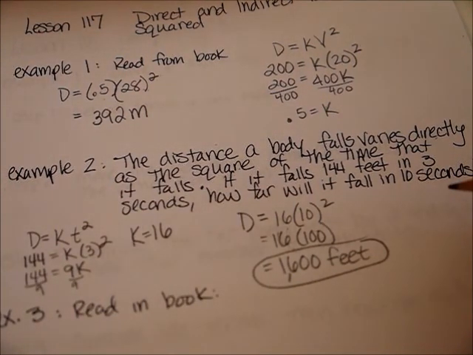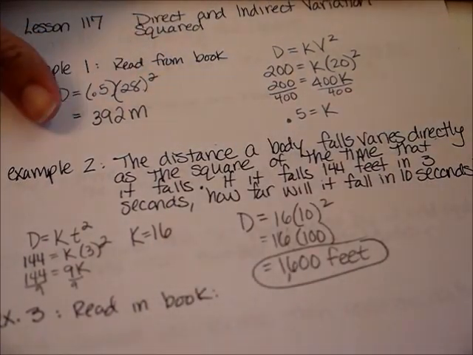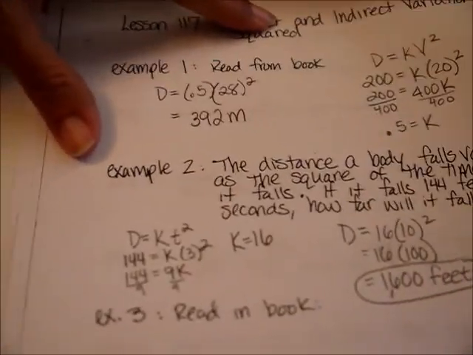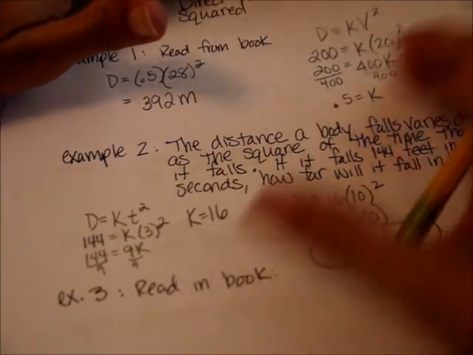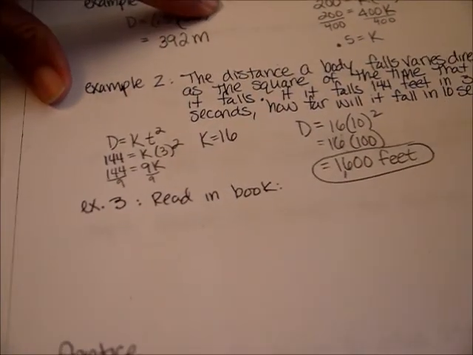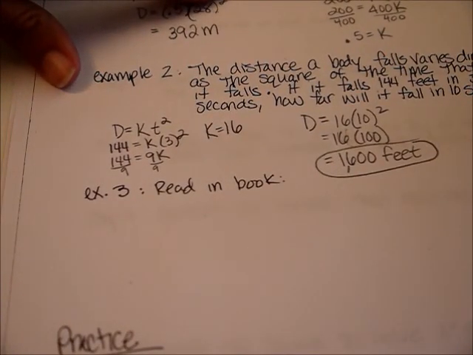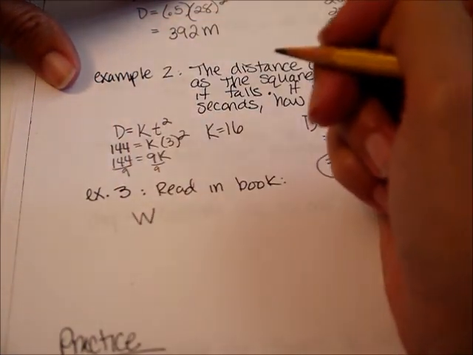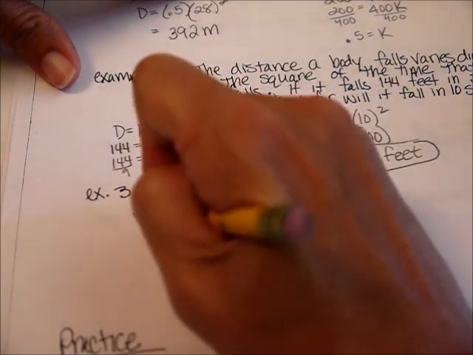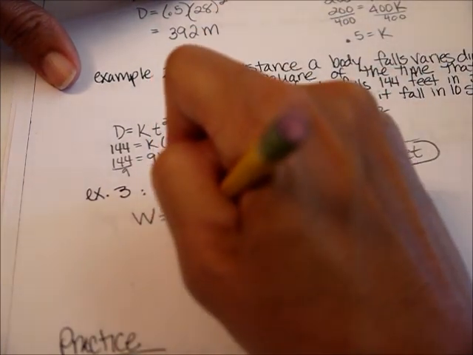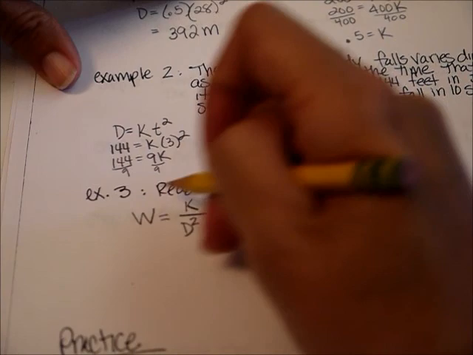Last one. Okay, the weight of a body on or above the Earth's surface varies inversely with the square of the distance from the body to the center of the Earth. That sounds very complicated and very nerdy, so let's simplify it. The weight of a body varies inversely, so we put the k on top, with the square of the distance from the body to the center of the Earth. So there is our equation.